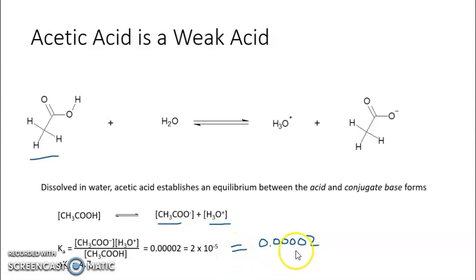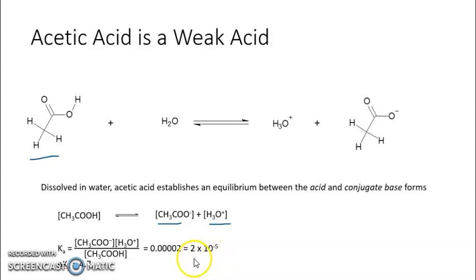And you recognize this is a very small number. So most of the acetic acid is unionized. This concept will be important later on when we're doing simplifying assumptions to solve some equations. That's why I want you to pay attention to the fact that this is such a small number.